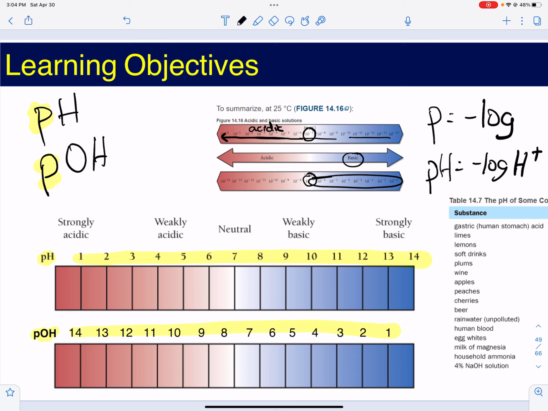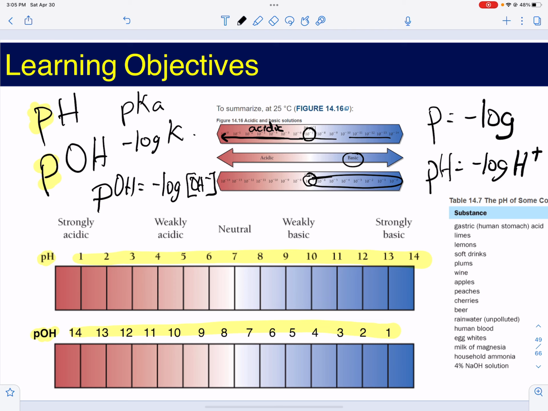If we say pOH, we're talking minus log of the hydroxide, but we're talking concentration, so we put the brackets. If we say pKa, we're talking about the minus log of the Ka, whatever that is. The point is, P is nothing more than the minus log, the log key on your calculator with a minus in front.